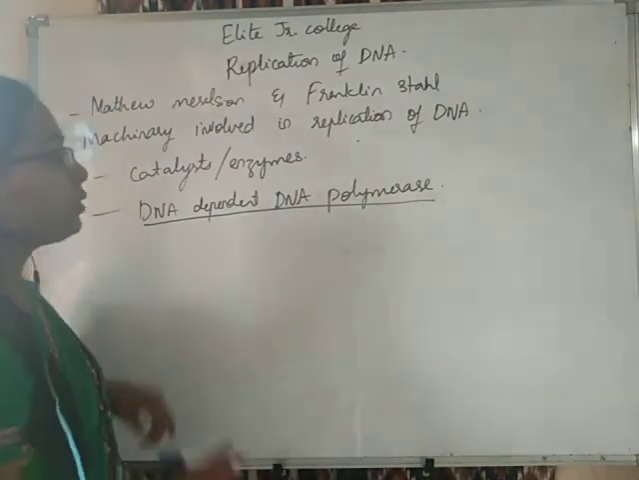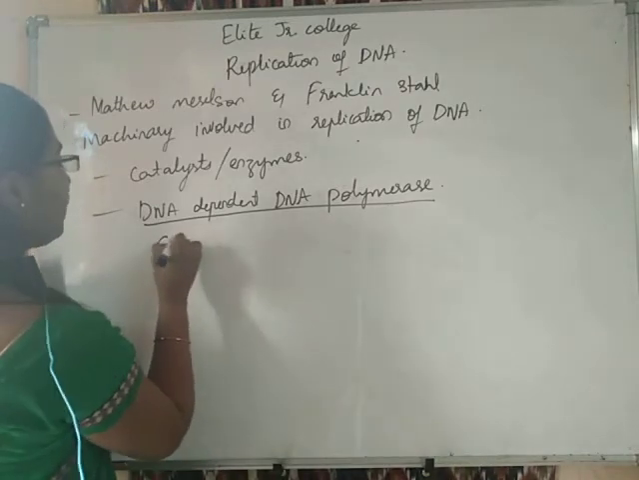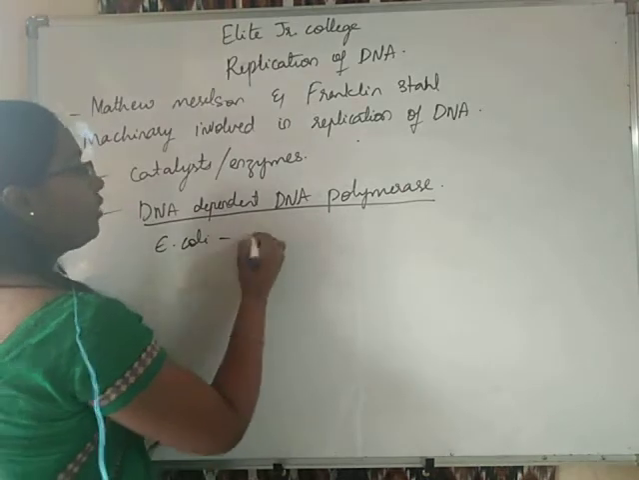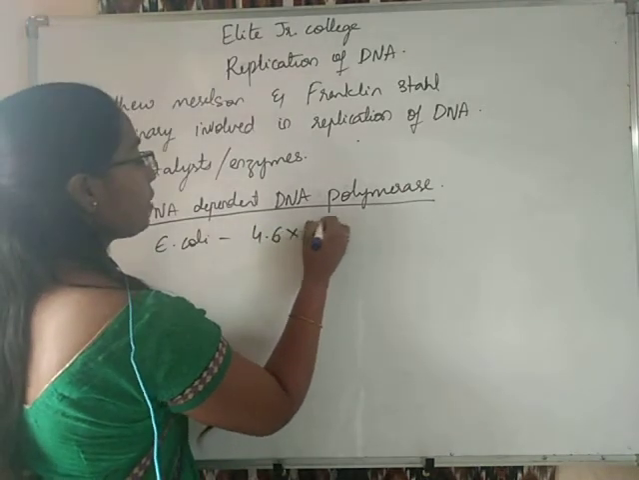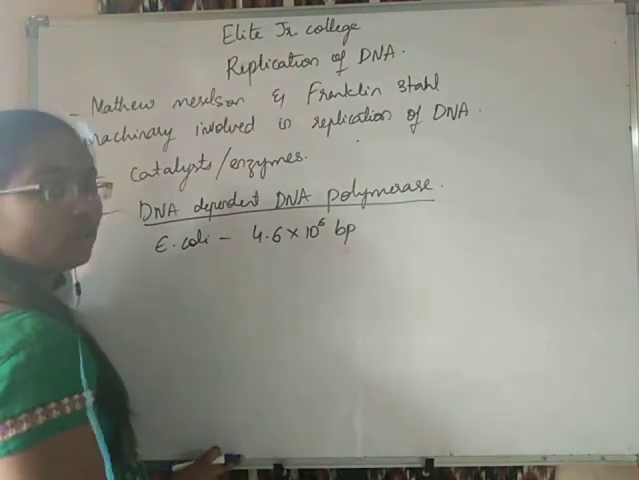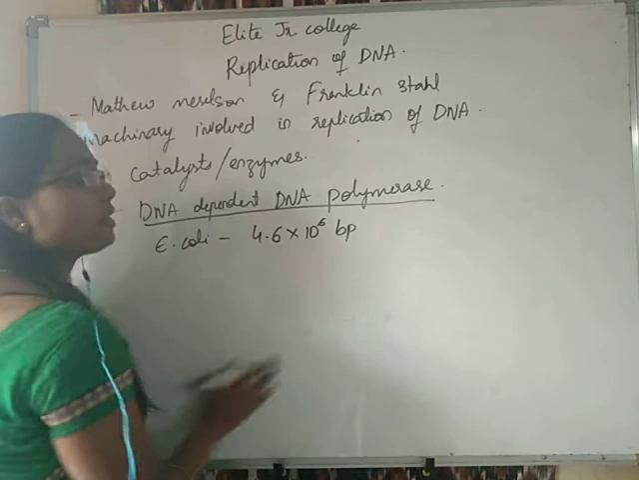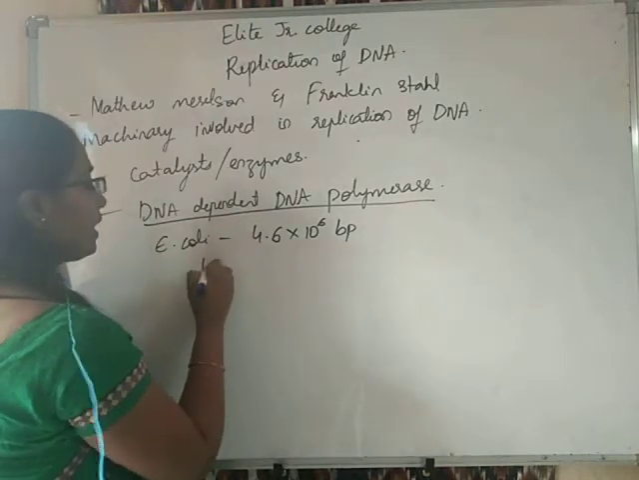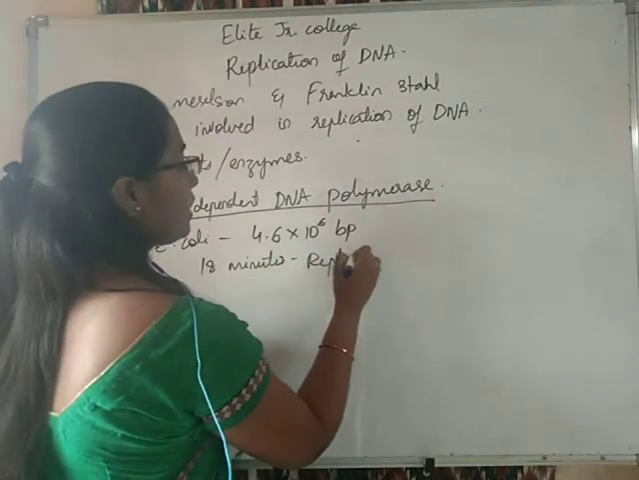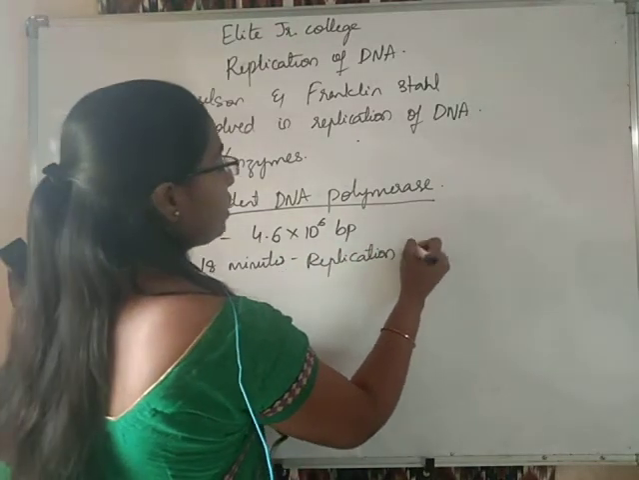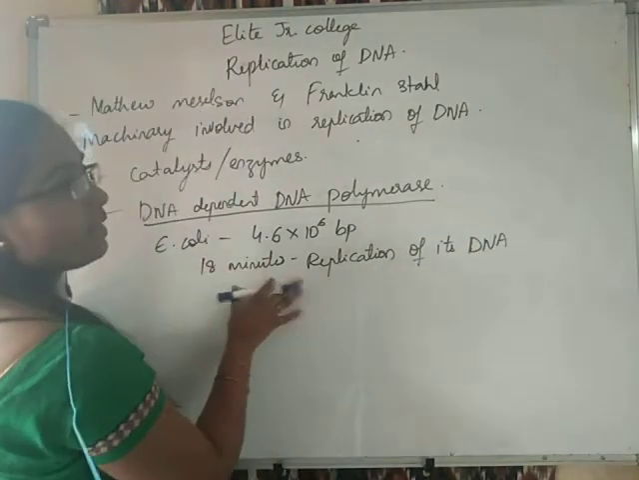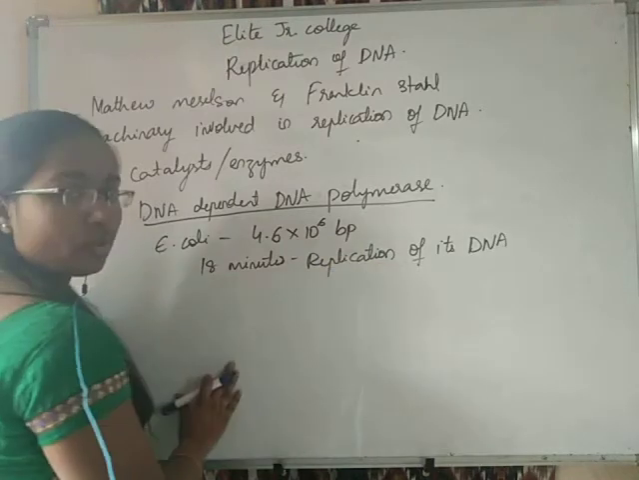For example, in the case of E. coli, what is the number of base pairs? 4.6 × 10^6 base pairs are present in E. coli. E. coli takes 18 minutes for the replication of its DNA.